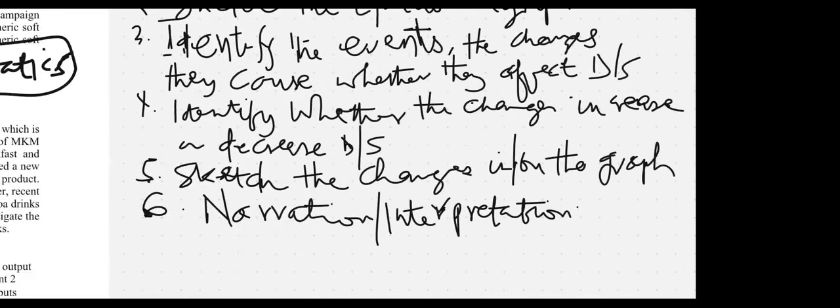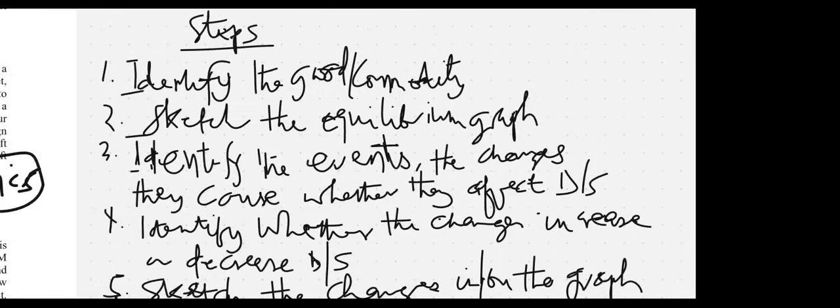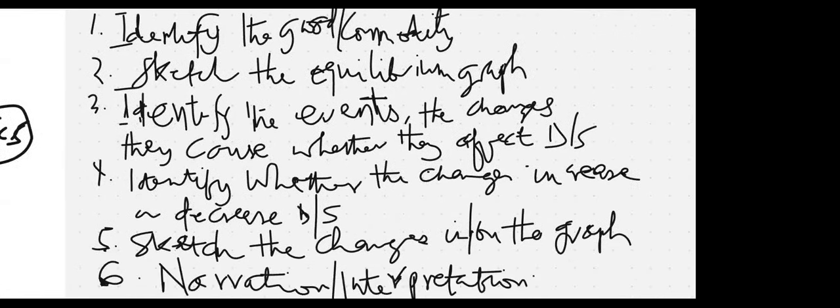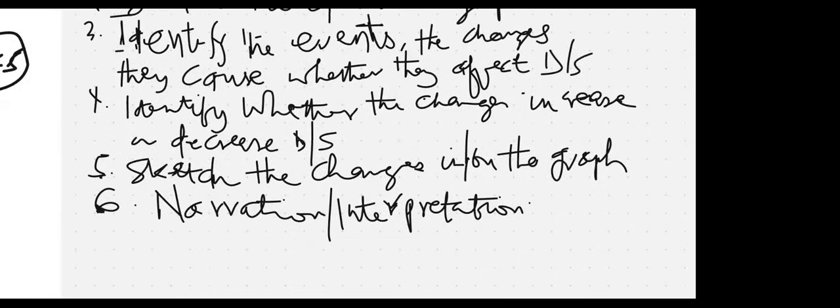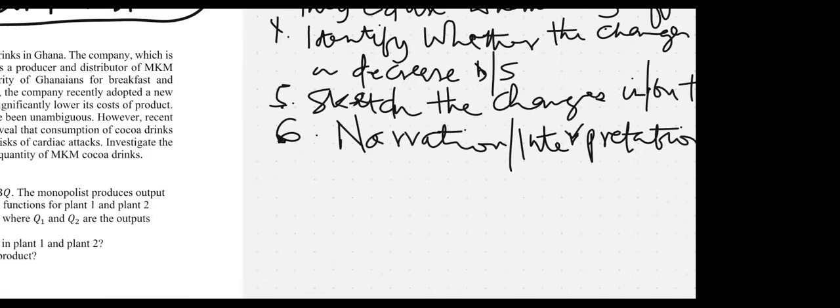So the first step is I'll identify the good or commodity. Second step, sketch the equilibrium graph. Third step, identify the events, the changes they cause, whether they affect demand or supply. Fourth step is identify whether the changes increase or decrease demand or supply. Fifth step, sketch the changes on the graph. Sixth step, you have the narration or interpretation.